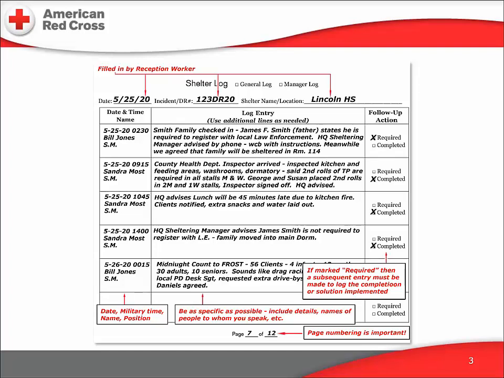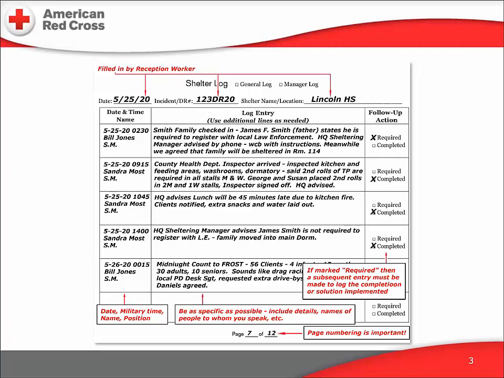Bill called his boss, the headquarters sheltering manager, and reported the information. Bill was promised a call back with further instructions, but in the meantime, they agreed that the Smith family should be accommodated in a private room away from the main dormitory. In this case, Bill assigned them to room 114, and follow-up is required. The information is now recorded, the actions taken are noted, and it's in the log as an open issue.